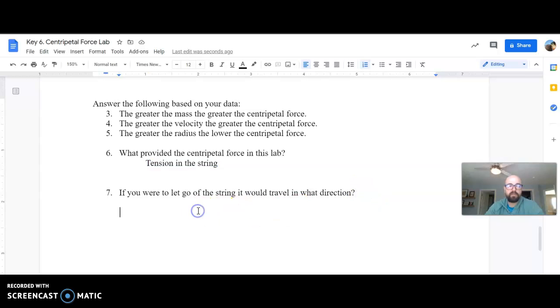And if you let go of the string, what direction would it travel? It would travel in a straight line. So remember, it's moving tangent. The object would fly off in a straight line because of its inertia.